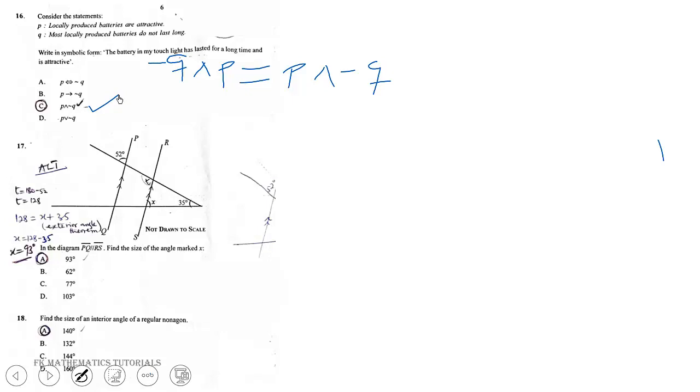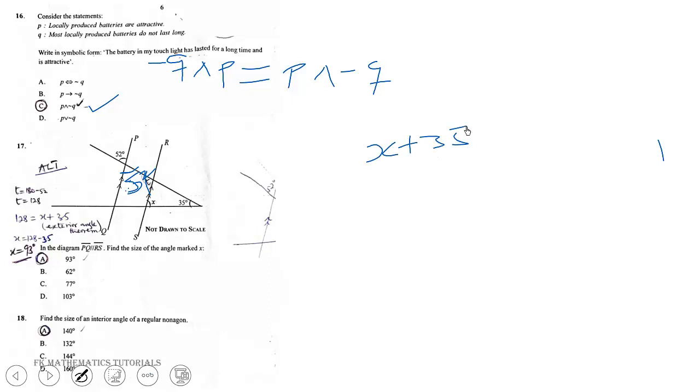In the diagram, line segment PQ is parallel to line segment RS. Find the size of the angle marked X. So the angle here will be equal to 52 degrees because that is vertically opposite angle. Then by the external angle theorem, the one here too will be equal to x plus 35.